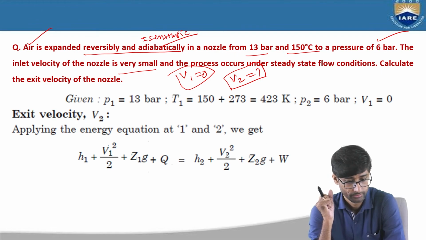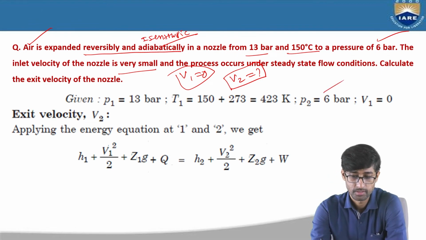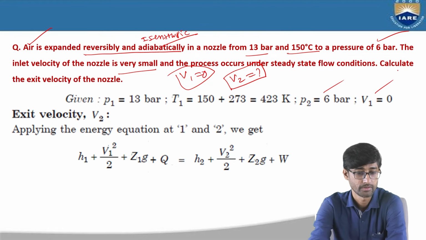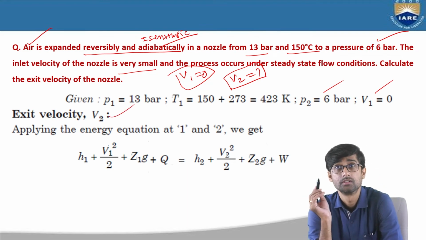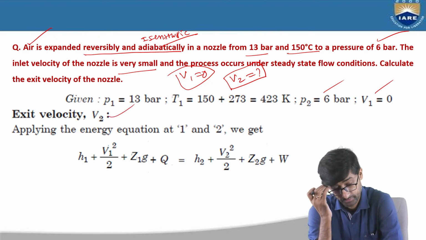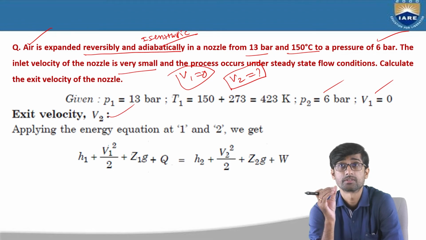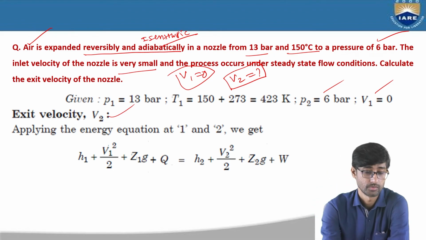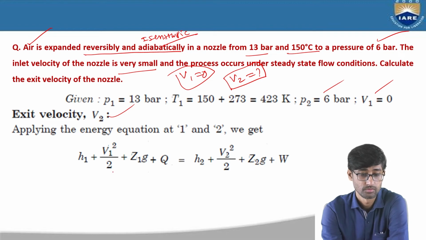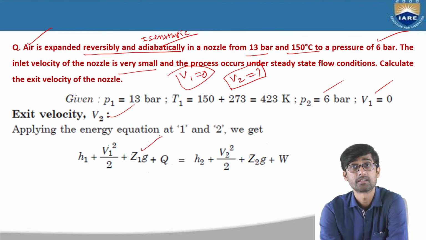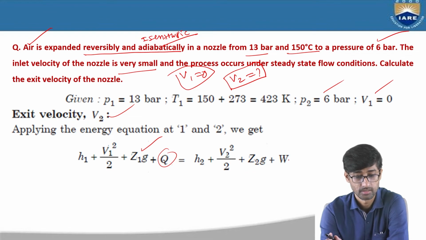Now, we have pressure P1, temperature T1, pressure P2, and velocity V1 is 0. We have to calculate the velocity V2. We will apply the energy balance equation at cross sections 1 and 2. So what is that? H1 plus V1 square by 2 plus potential energy plus heat transfer is equal to H2 plus V2 square by 2 plus potential plus work transfer, right?